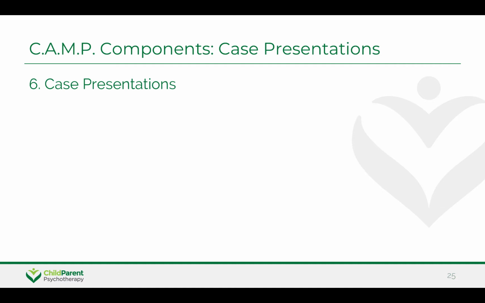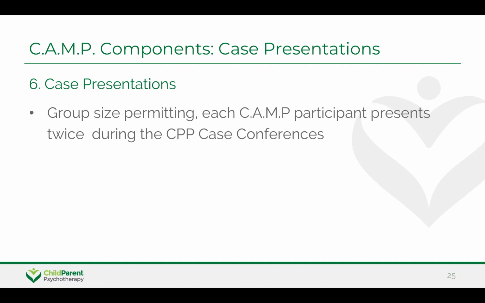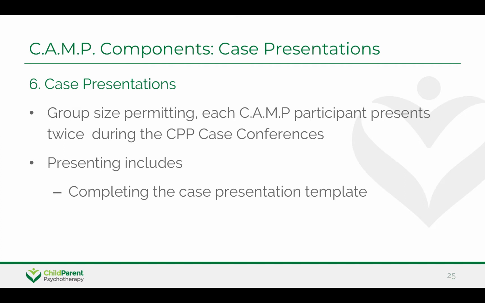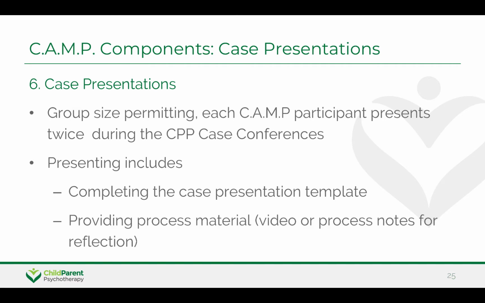Component 6, Case Presentations. As mentioned before, each C.A.M.P participant ideally presents twice. Presenting includes completing the case presentation template and providing some clinical material such as video or process notes for reflection. This allows the group to really think about and support the therapist in making clinical interventions.